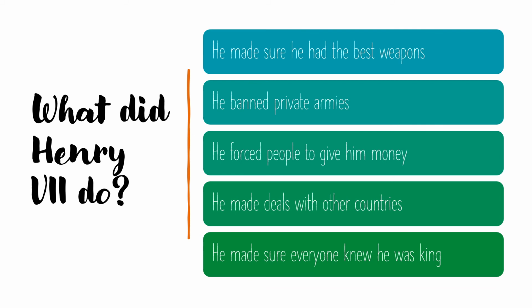And then finally, he made sure that everyone knew he was king. So he was really careful with money, but he also spent a little bit of money so that people could see that he had lavish parties, he had lots of entertainment. He made sure that the Tudor rose that he created appeared all over the country in different churches, paintings, palaces and cathedrals.